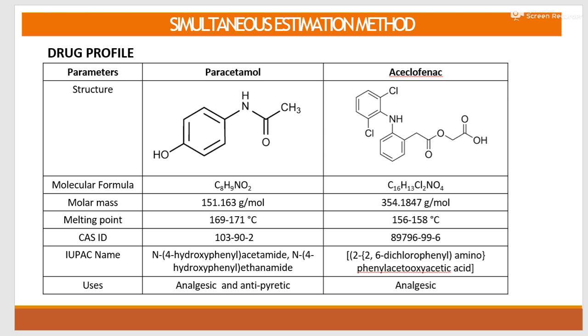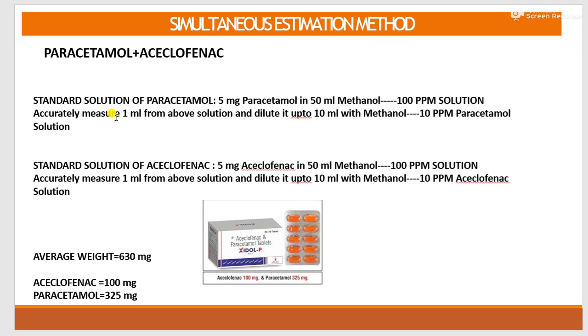This is the drug profile: structure of paracetamol and aceclofenac, molecular formula, molecular mass, melting point, CAS number, IUPAC name and uses. So preparation of solution, standard solution of paracetamol: weigh 5 milligram of paracetamol, dissolve in 50 ml of methanol to get 100 ppm solution.